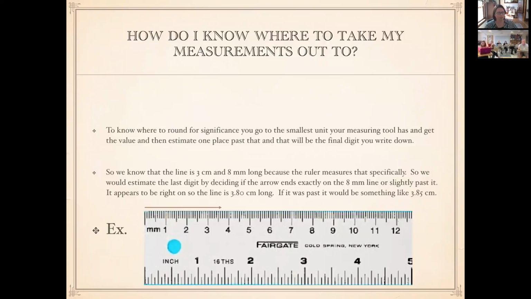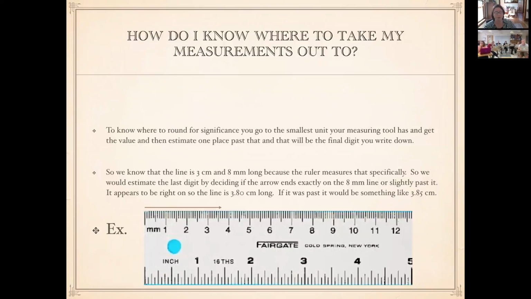One of the hardest parts for a lot of people is knowing where and how to round when they're measuring. Most of us have been measuring since we were in kindergarten, but we never give any thought to the type of ruler or the type of tool that we use for measuring, let alone how that affects where we can round our numbers. So when you're measuring something, you have to go to the smallest unit your measuring tool has, get your value down to that point, and then estimate one place past that point, and that will be the final digit that you write down.